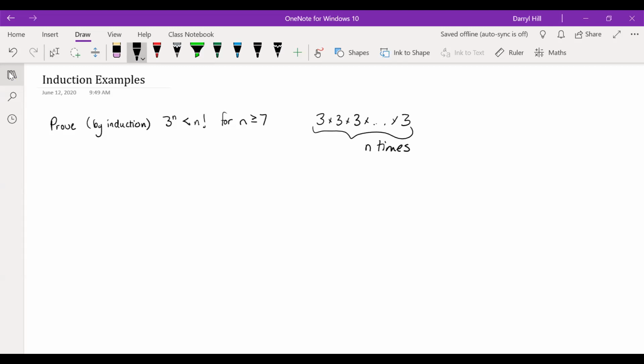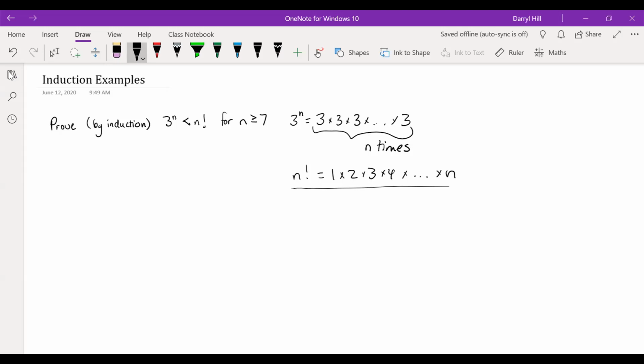And n factorial is equal to 1 times 2 times 3 times 4 times up to n. Okay, so these are both sort of fast-growing functions, but the n factorial grows faster, and we're going to prove it by induction.